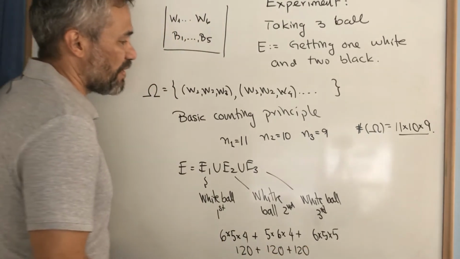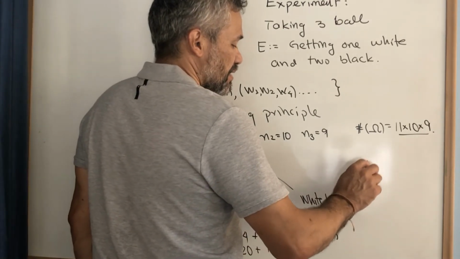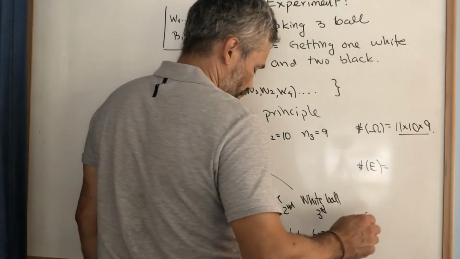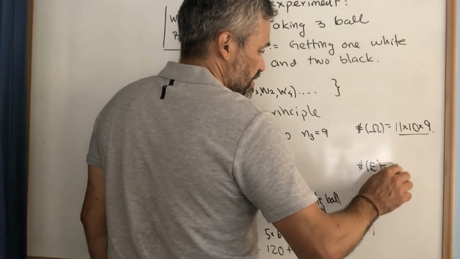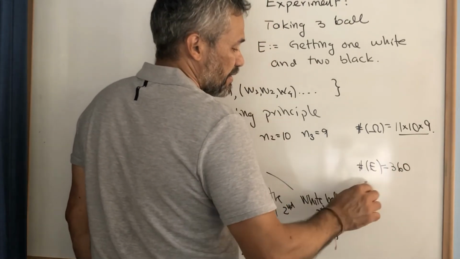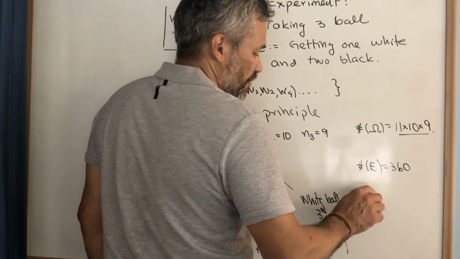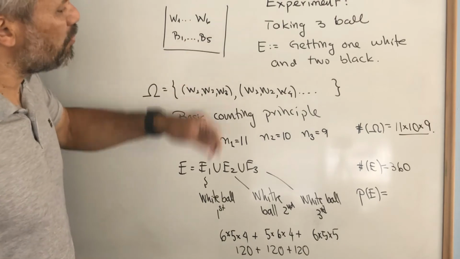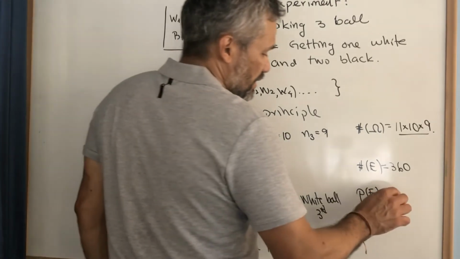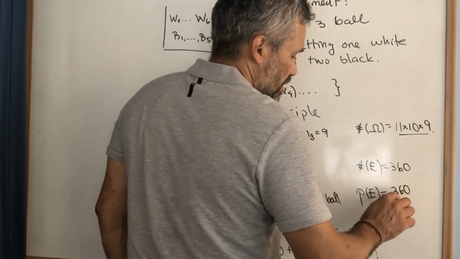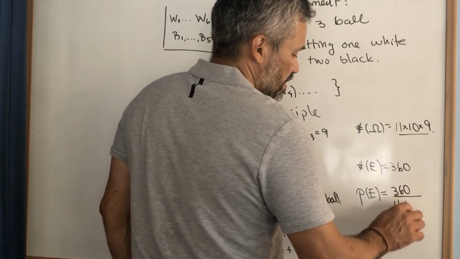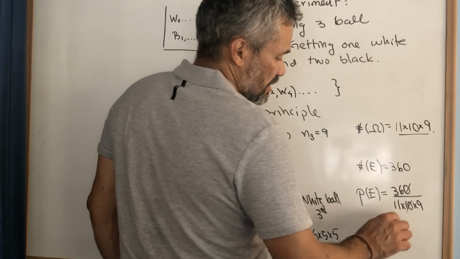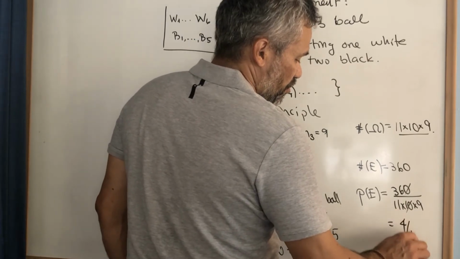That means that the number of elements in E is 360, and then the probability of E, since we are assuming that all the outcomes are equally likely, is going to be 360 over 11 times 10 times 9, and we can cancel this, and then we get that it is 4 over 11.